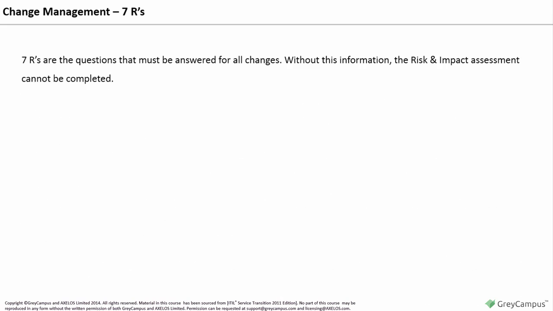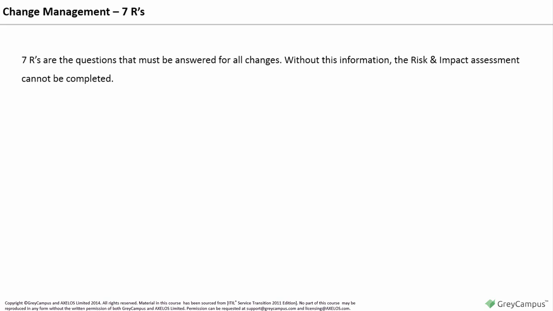Change management, the 7 R's. The potential impact on the services of failed changes needs to be considered. As a starting point, the 7 R's provide a good insight. The following questions must be answered for all changes. Without this information, the impact assessment cannot be completed and the balance of risk and benefit to the live service will not be understood. This could result in the change not delivering all the possible or expected business benefits, or even in it having a detrimental, unexpected effect on the live service.